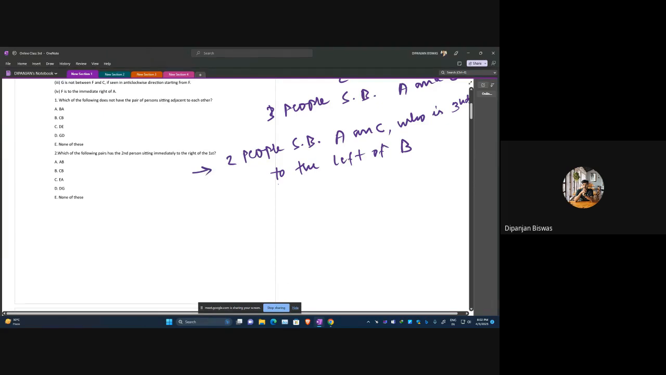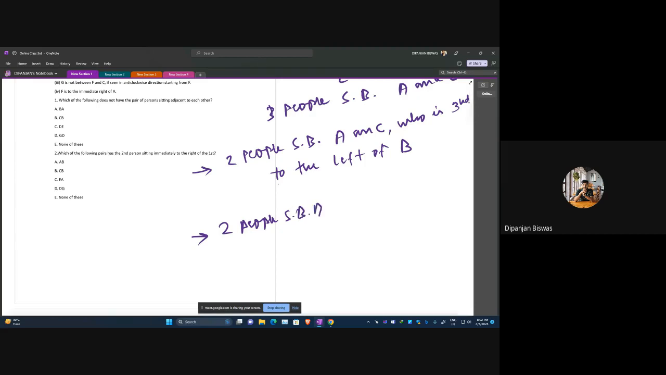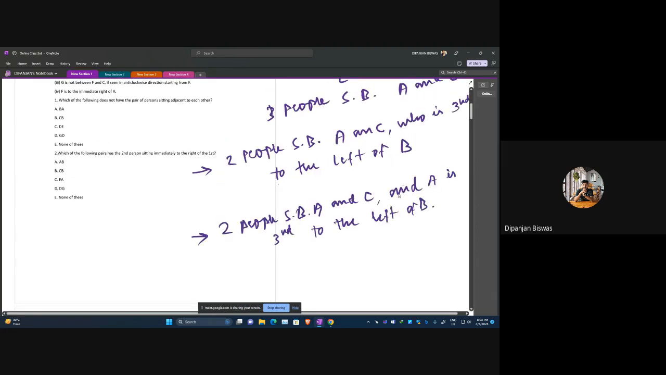And the second statement is: two people sitting between A and C, and A is third to the left of B. Okay. So these are the new two statements. How do you need to draw this?